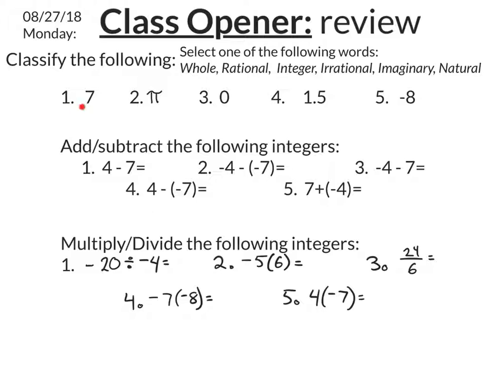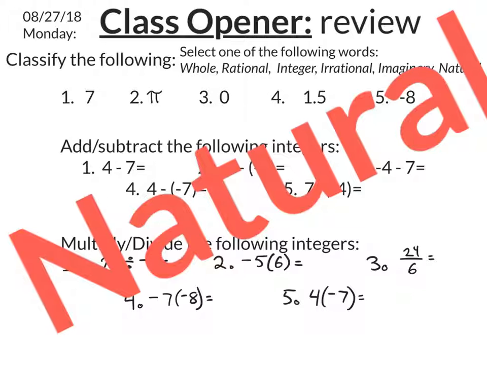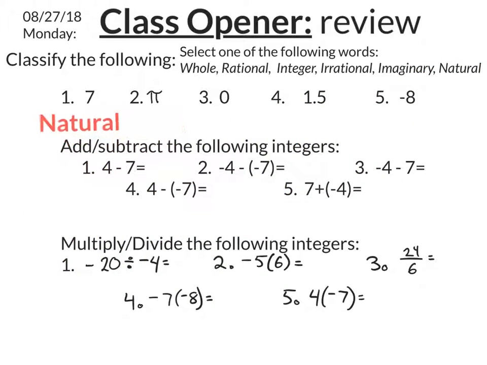I don't want you to mention all the groups that the number belongs to. Like number 1 right here, the number 7, that's natural, right? I mean, yes, it could belong to a bunch of groups like rational, integer, but as specific as possible, that's a nice natural number. Why? Because you learn how to count to 7 naturally. 1, 2, 3, 4, 5, 6, 7. So number 7 is natural.